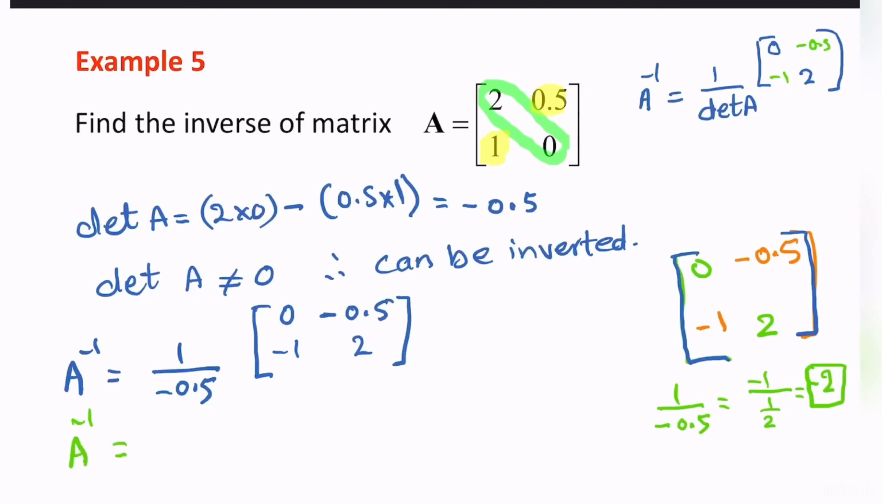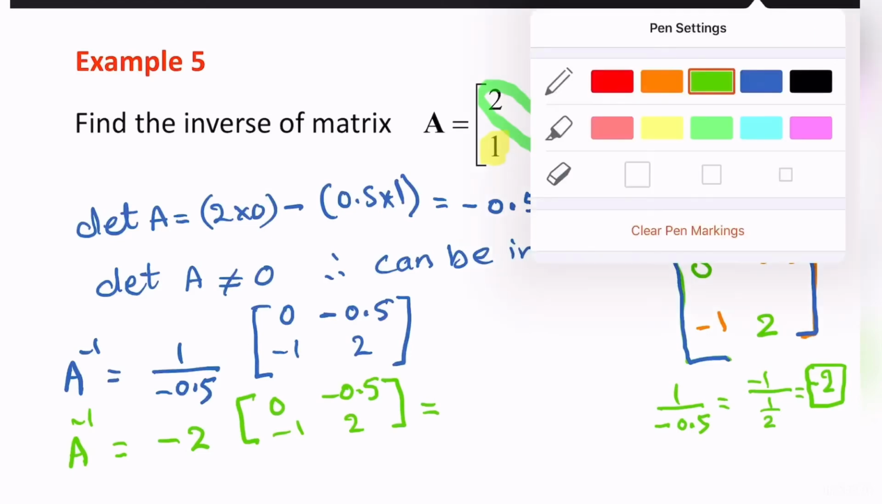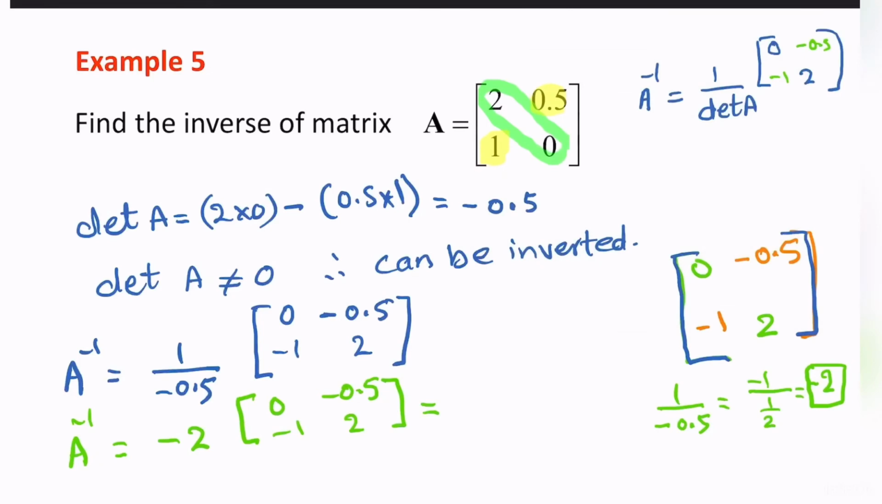So A inverse is minus 2 multiplied by the matrix 0, minus 0.5, minus 1 and 2. And then, as we learned from the previous lecture, to multiply, all we need to do is multiply the elements by the minus 2. So minus 2 times 0, minus 2 times minus half, minus 2 times minus 1, and minus 2 times 2.